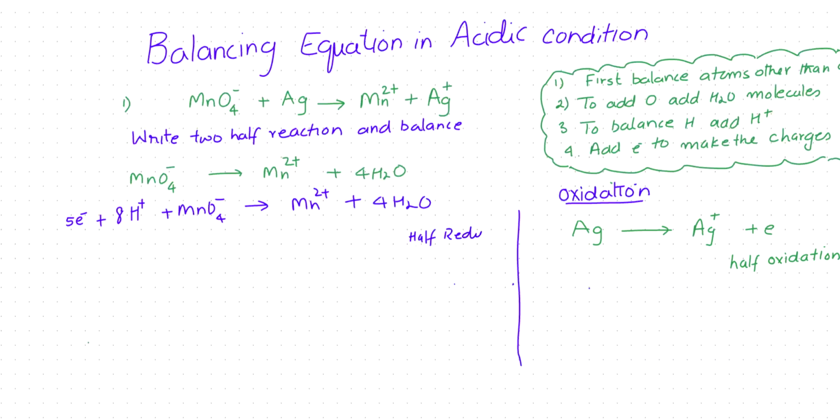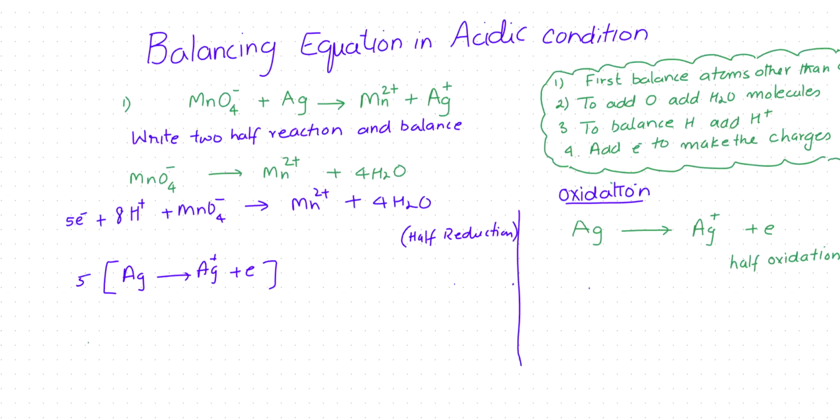And to write the redox reaction, we write these two equations. So Ag changing to Ag⁺ plus electron. And these two equations we combine. Here we have 5 electrons, here we have 1 electron. So in the final equation, there will be no electron, so we have to cancel the electrons. We multiply this equation by 5 because we have in the reduction reaction 5 electrons.